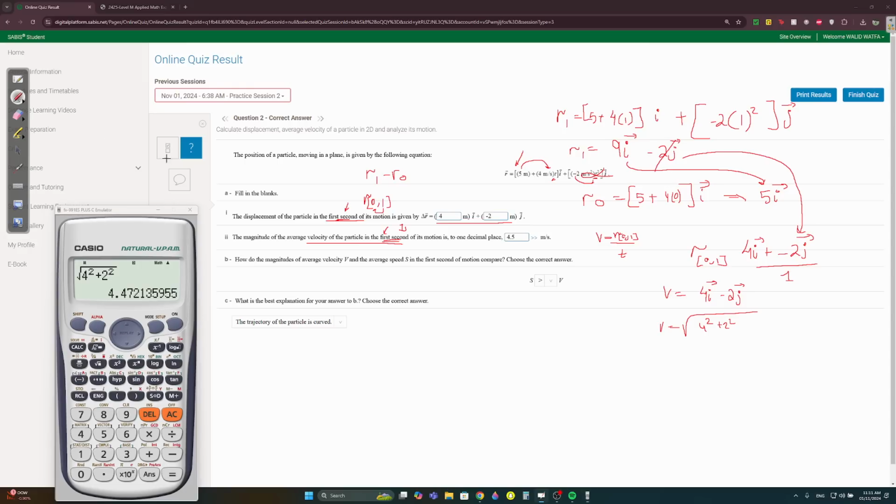How do the magnitude of the average velocity v and the average speed s in the first second of motion compare? Here, without even calculating, velocity is delta r over t, right? Realize how we subtracted 9i by 5i, so the delta r, we had to subtract. You know that speed is just L over t. L is the total path, so L is actually you're adding. Delta r is r final minus r initial. So which one do you think is going to be higher?